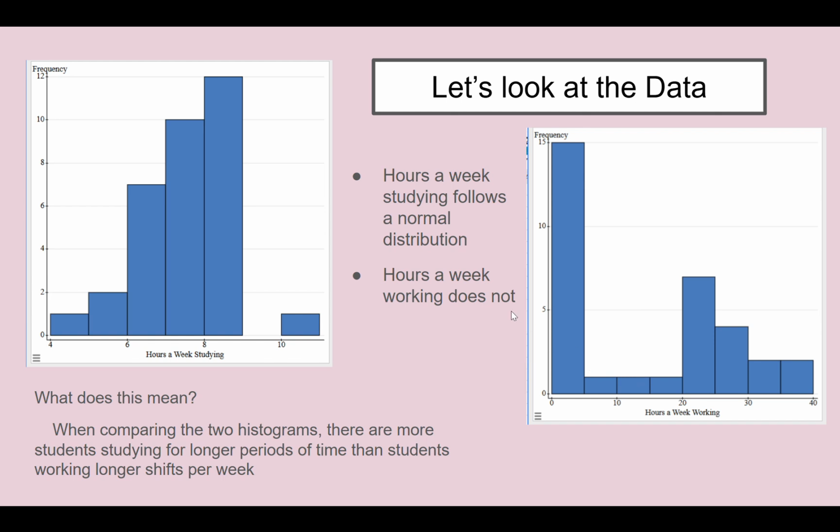And hours a week working just didn't follow that normal distribution. It is definitely more left skewing, with more students not working so much, or working 0 hours a week. So, what does this mean? When comparing the two histograms, we can see that there are more students studying for longer periods of time than students working the longer shifts per week.